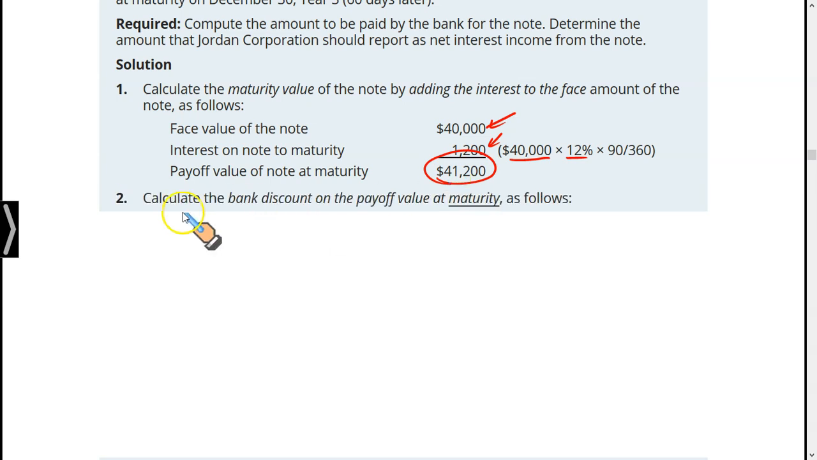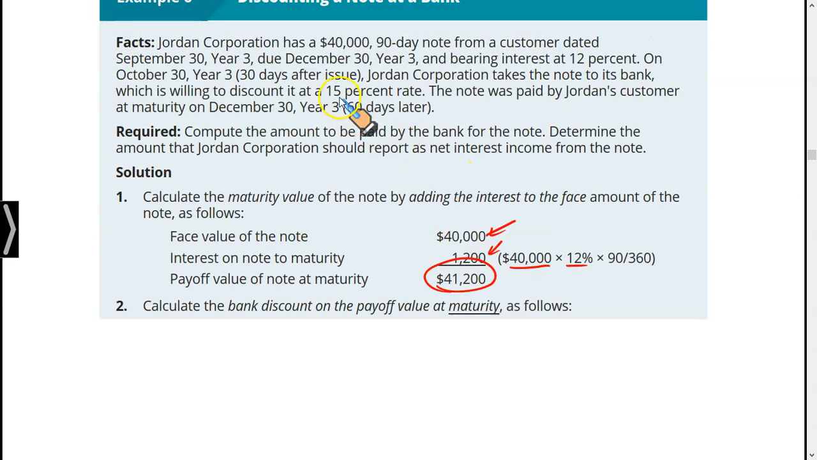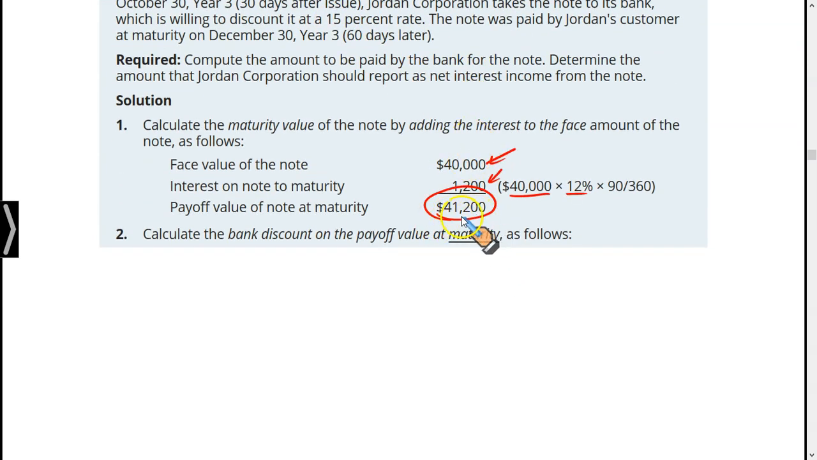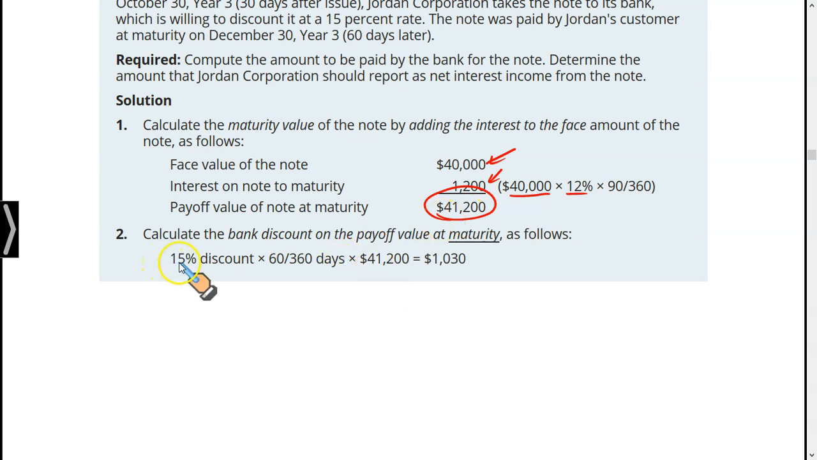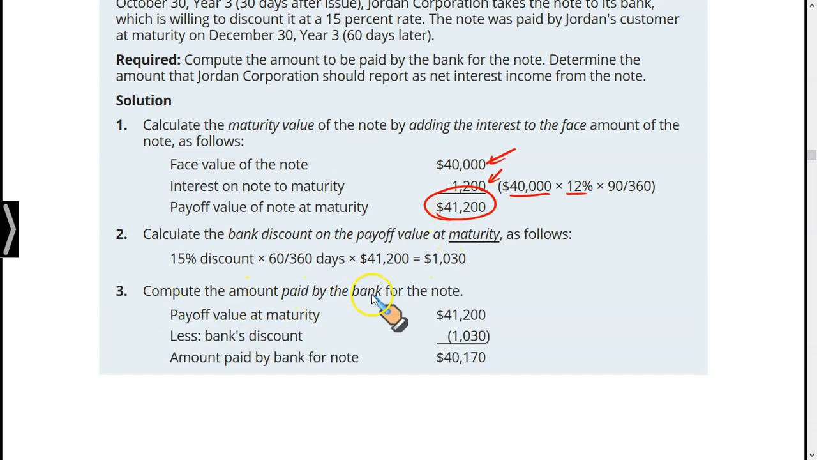Second step is to calculate the bank discount on the payoff value at maturity. Since there are 60 days to maturity, the bank will discount it at, as per the question, a 15% discount rate. So we will discount this amount for 60 days at 15%. It's a very straightforward calculation. Let me show you: 41,200 times 15%, and for 60 days, 60 by 360. This is the bank discount, 1,030. So what you will receive is the net of these two. Compute the amount paid by the bank: 41,200 less 1,030. So you receive 40,170, the amount paid by the bank for the note.